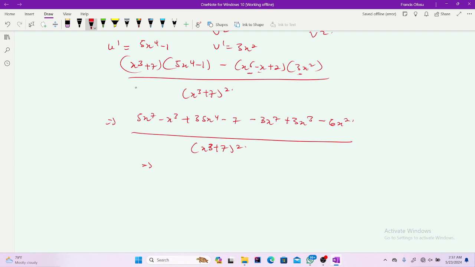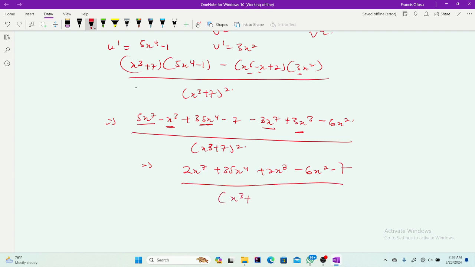So at this point I group like terms. I have 5x to the power 7 minus 3x to the power 7, that gives me 2x to the power 7. Then plus 35x to the power 4. Then x cubed plus 3x cubed gives plus 4x cubed. Then minus 6x squared, then minus 7... so at this point, all over x cubed plus 7 all squared. That is for the first question.